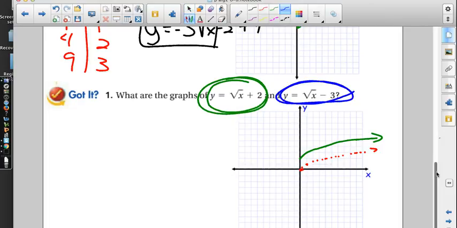Y equals the square root of x minus 3. Where's it going? Down 3. Yep. 1, 2, 3. Back to the original shape. Down 3.